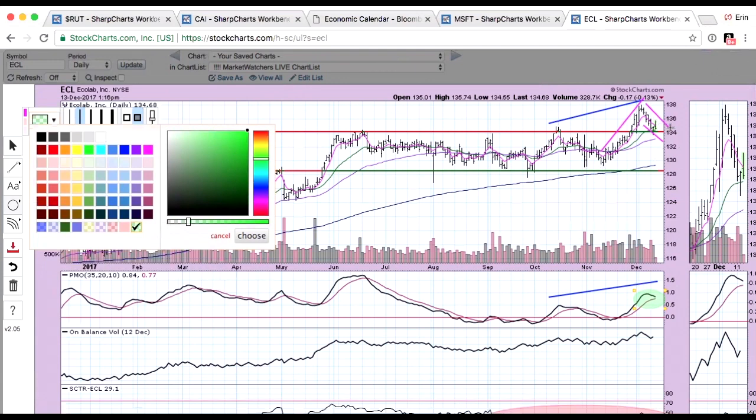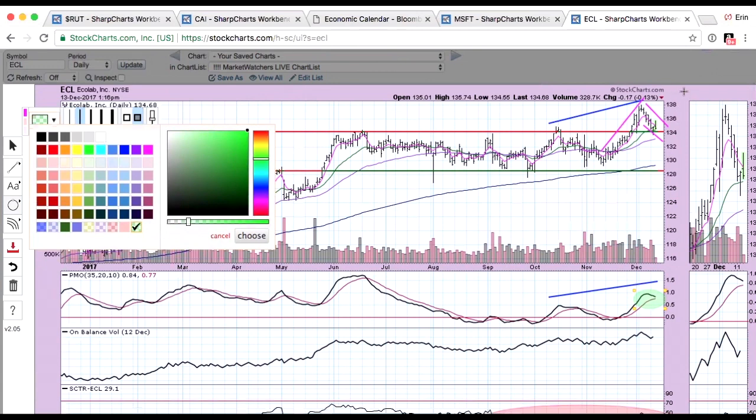And if this truly is a flag, you can measure the height of the flagpole, and that's how much you should expect the minimum upside target to be, because you take the length of the flagpole, add it to the top of the flag breakout, and bring it up. With a flagpole of at least $8, you can expect that move when you get that breakout to be closer to 144 or somewhere in that range.